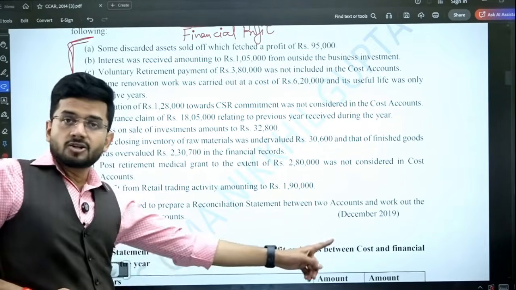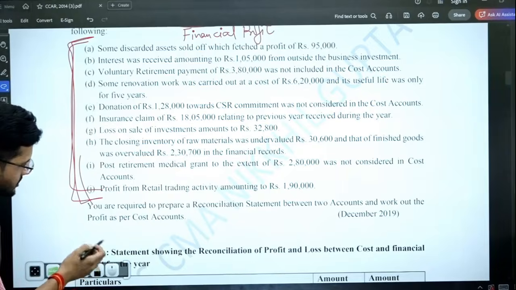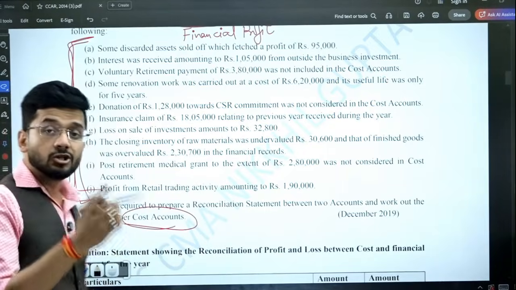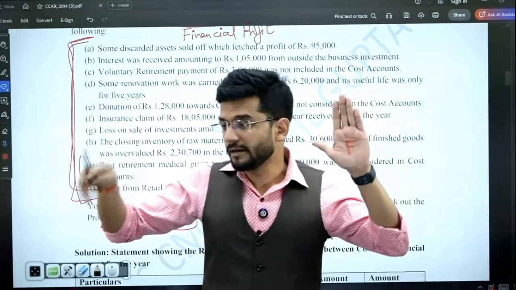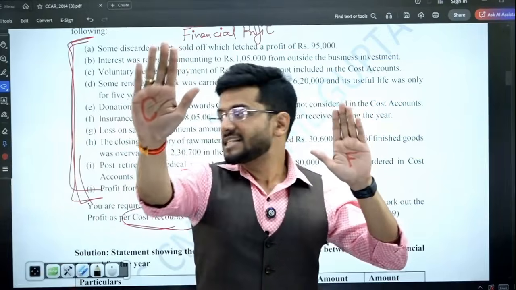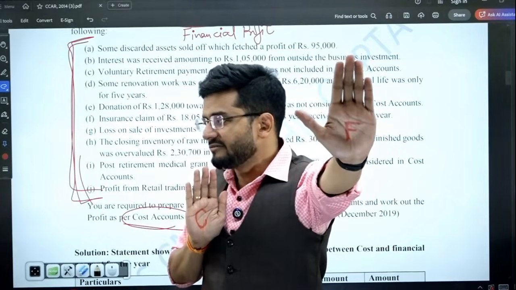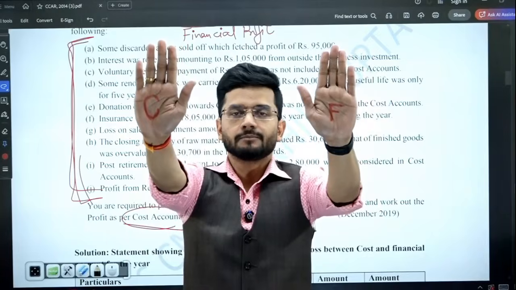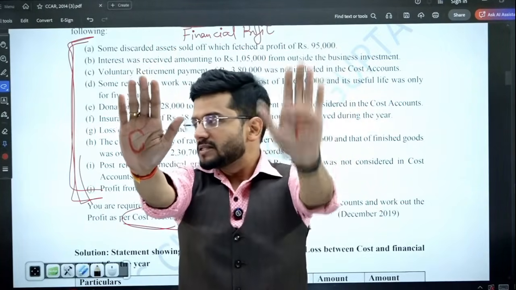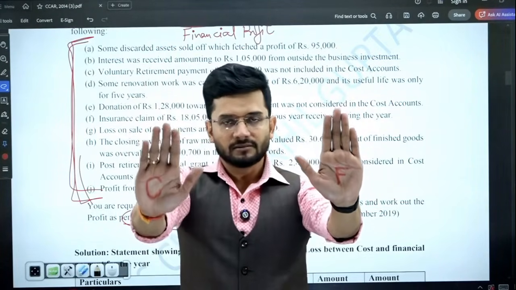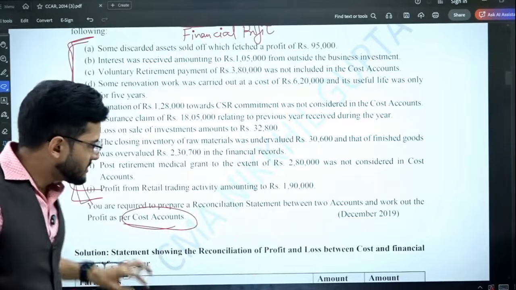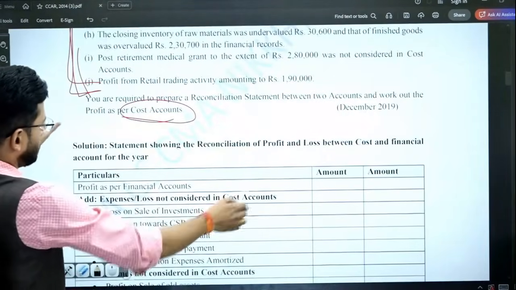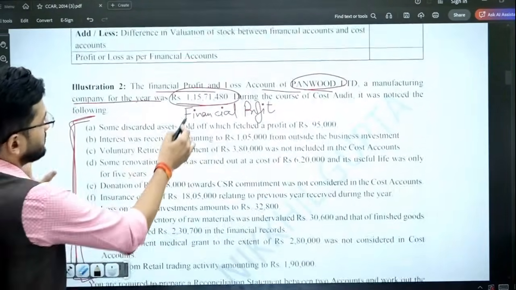You are required to prepare a reconciliation statement between the two accounts and work out the profit as per cost accounts. We need to find the costing profit. Financial profit is given to us. We have to compute the costing profit. So we will start with the figure of financial profit, the profit as per financial account.